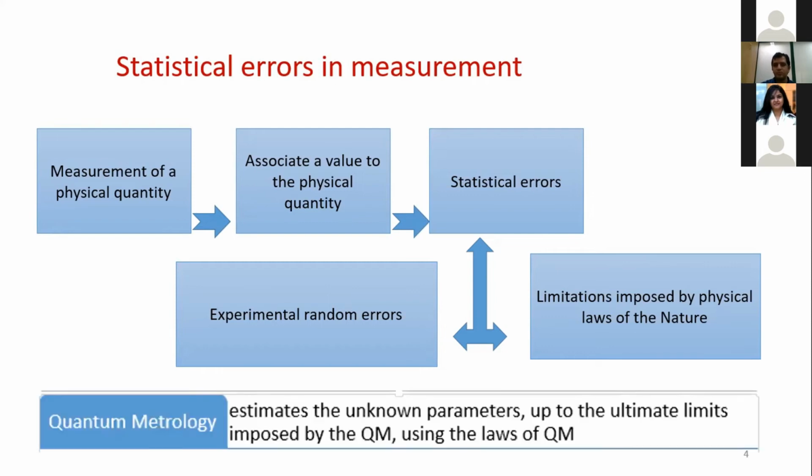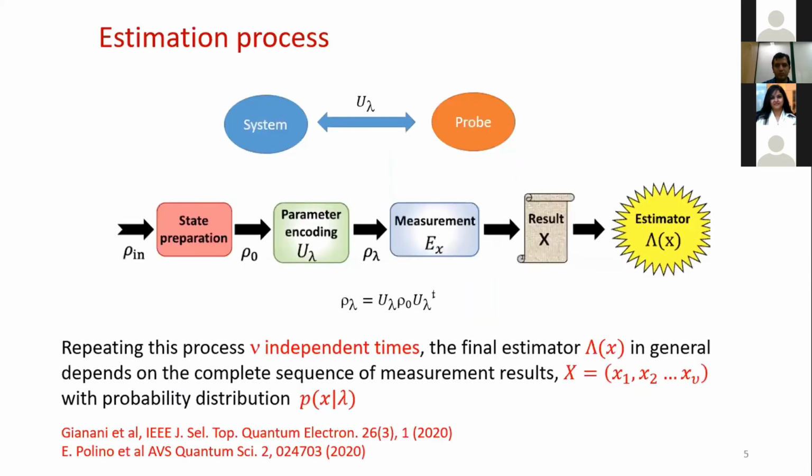So quantum metrology is basically a way of estimating unknown parameters up to the ultimate limits imposed by quantum mechanics, using the laws of quantum mechanics. So the estimation process basically involves the interaction between system and probe, and in such a way we prepare a state by interacting our system with the probe such that the probe gets the information of the parameter that we want to estimate.